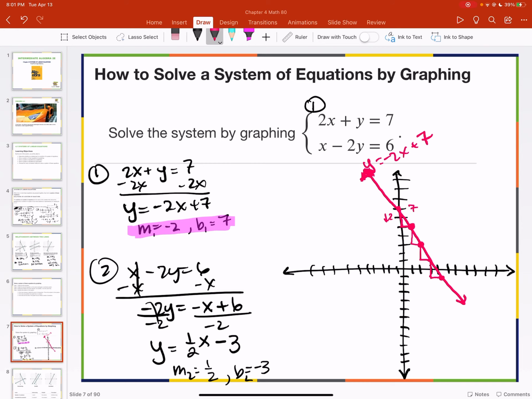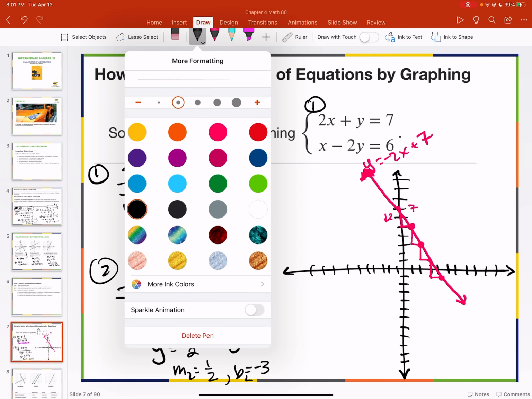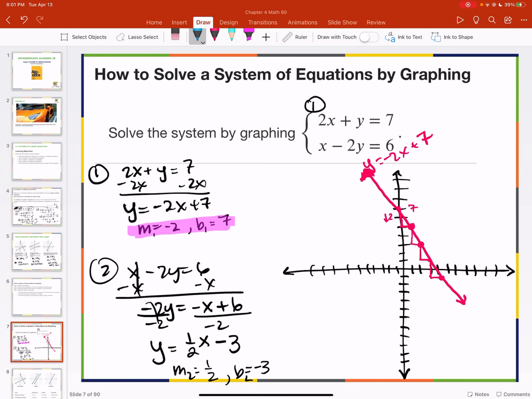Let's do another one in another color. How about blue? Sure, why not? Okay, so in blue, we have y is equal to 1/2 x minus 3. So the y-intercept is -3. So 1, 2, 3 here. That's the y-intercept, my starting point. My slope is 1 over 2, so I go up 1, over 2. Up 1, over 2. Up 1, over 2. Okay? So we can actually tell where they cross. They cross here at -1.